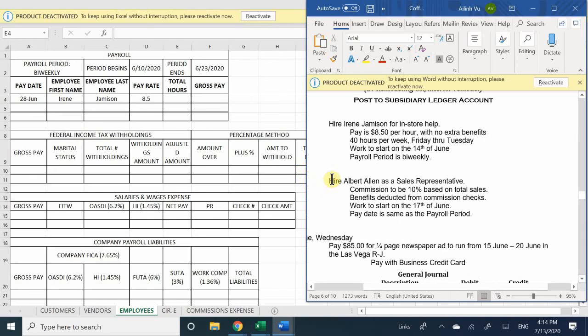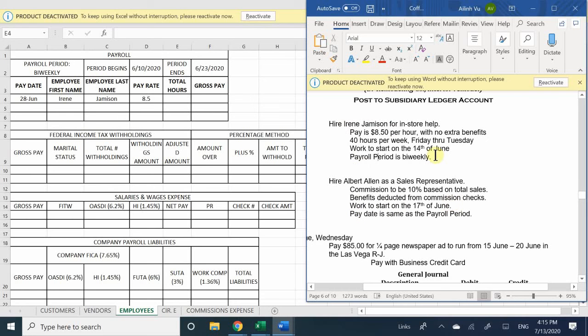Now the second thing it says is that we hired Albert Allen as a sales representative. That means he's going to be commission based, meaning he's going to be an independent contractor and he's only receiving money from us through commission, which is going to be based off 10% of all sales that he makes. Benefits are deducted from his commission check, which we don't have any benefits for him. And he's going to start working on the 17th of June, so the day we open our store will be the day that he starts.